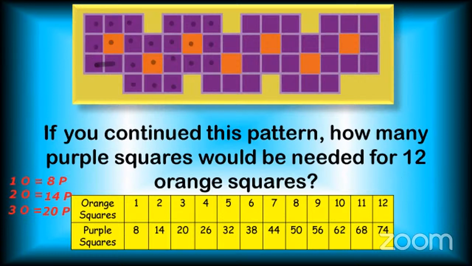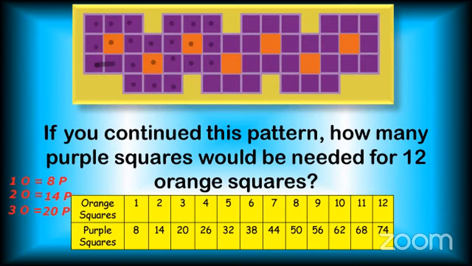Using the table, you're able to see this. For 12 orange squares, we will have 74 purple squares. The table helps us to see that clearly. Now, look at the table. Look at my table if you have not drawn up yours as yet. And for those who drew up their table, look at your table and tell us what is happening.